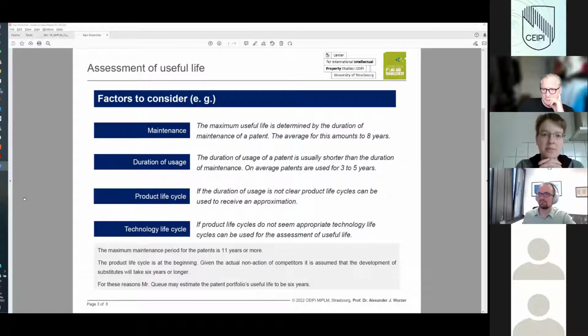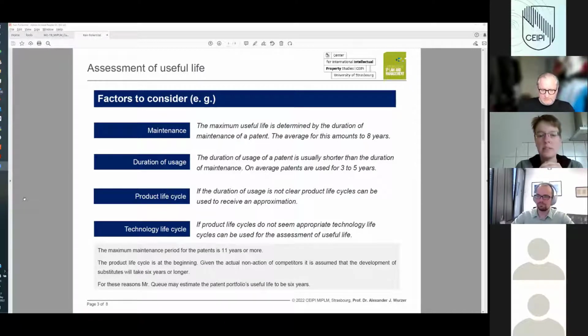Thank you, Sahin. I will go on with the assessment of useful life. There are different factors we have to consider: on the one hand the maintenance and the duration of usage, and also the product life cycle and the technology life cycle, which are different points that deal with the patent and the product and have to be considered further.